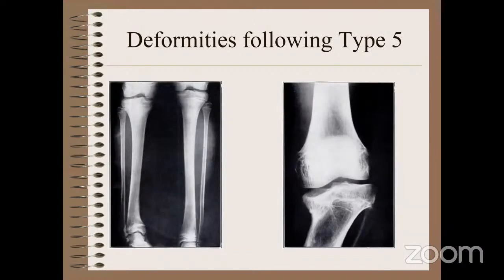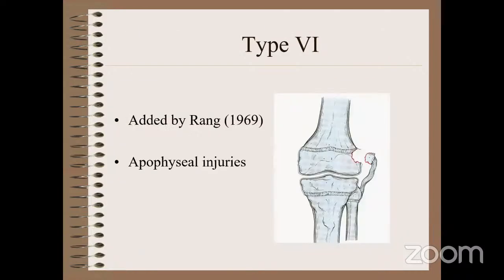In fact, tibia vara or Blount's disease is considered to be a type 5 Salter injury because of obesity and genetic predisposition, where you have crushing of cartilage because of eccentric weight bearing in the heavy child, in a genetically, racially black patient.